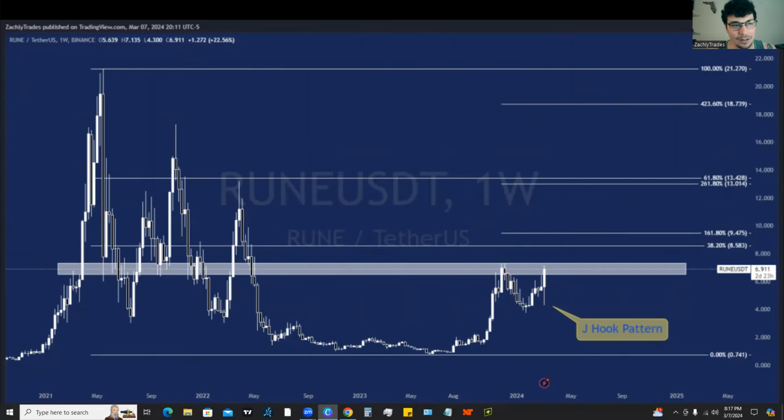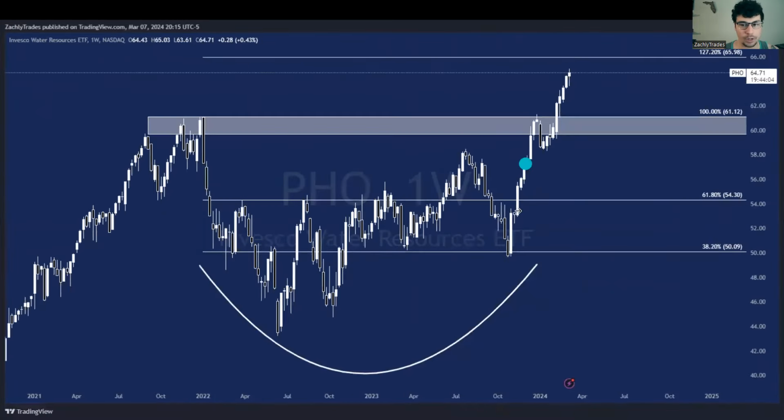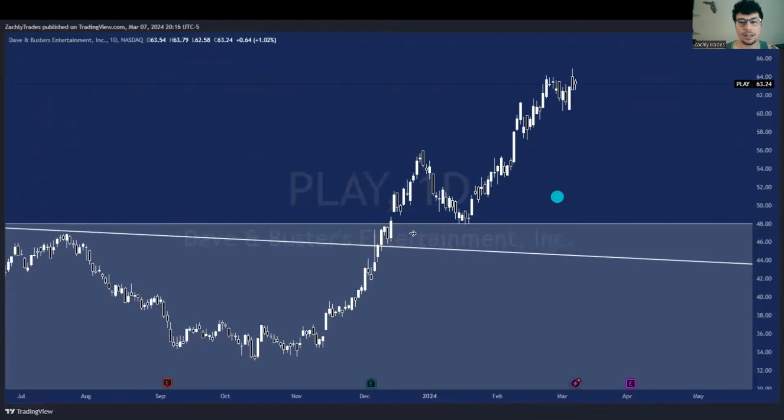We've got to talk about RUNE today. Thorchain has been setting up very nicely. We've got one of my favorite chart patterns here, the J hook. We'll go over some previous examples, such as this one here and this one here. I traded both of these J hook patterns, and it's one of my favorite patterns. It's a very strong, high probability of success pattern if you get the breakout. So, really excited to see what is in store.